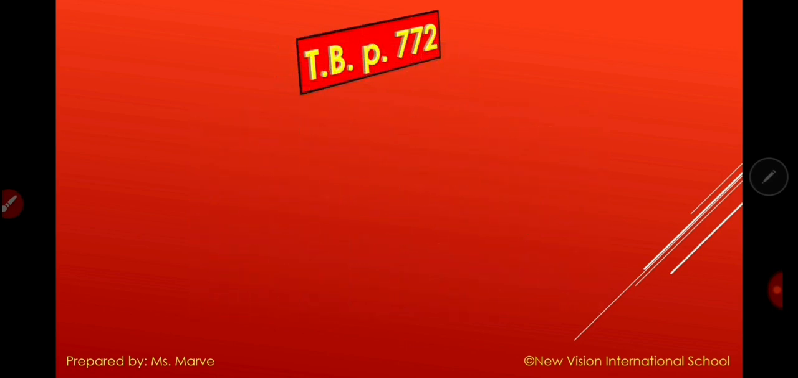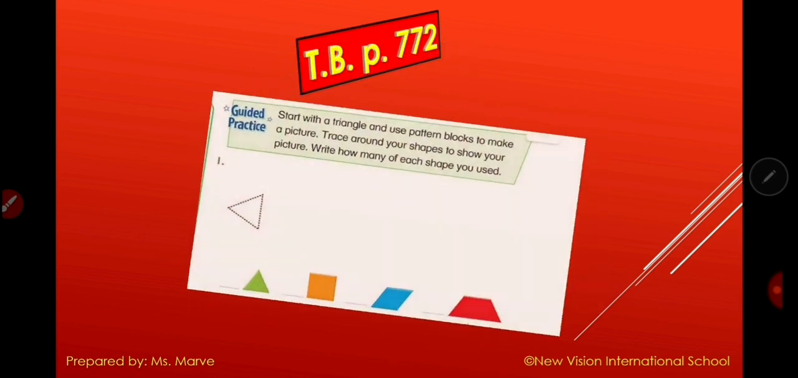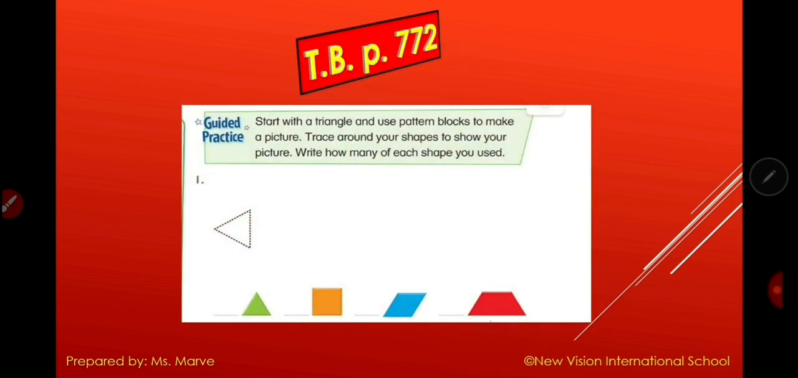Okay? So, let's move to page 772. Guided practice. Start with a triangle and use pattern blocks to make a picture. Trace around your shapes to show your picture. Write how many of each shape you used. Number 1. You can only see a triangle there.